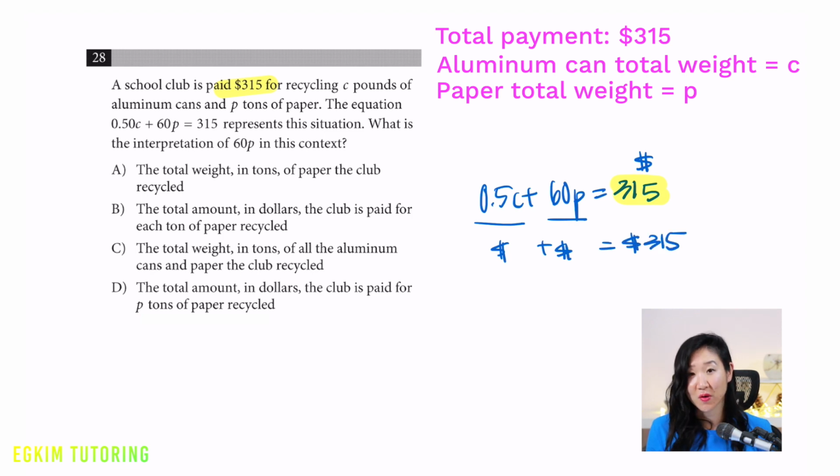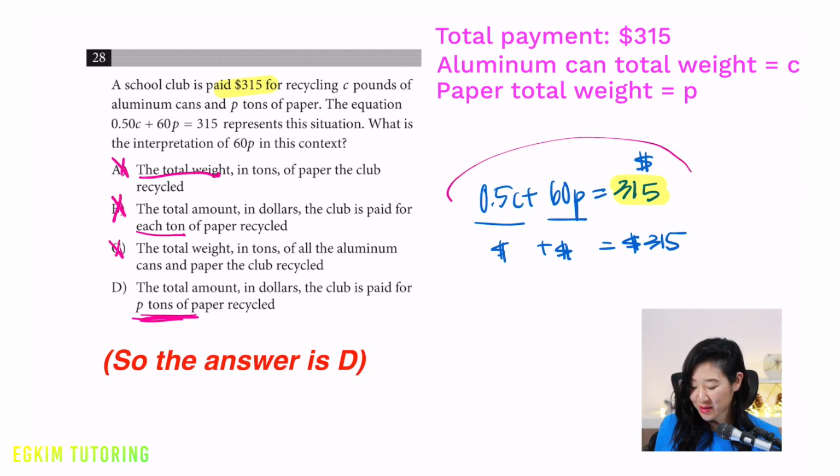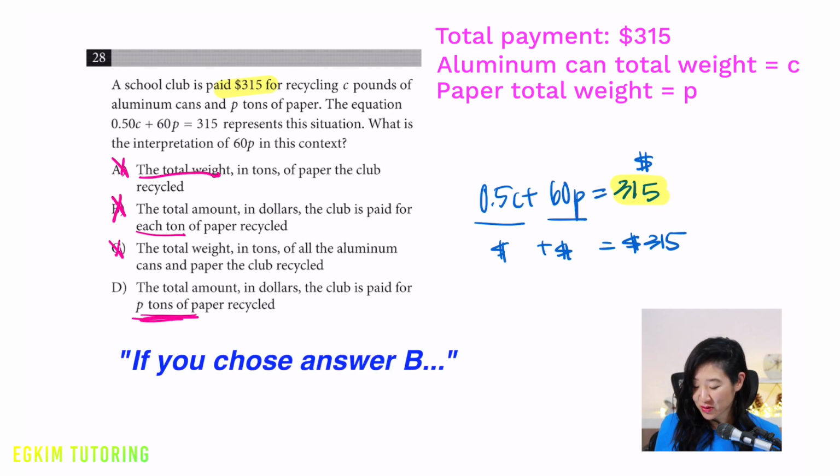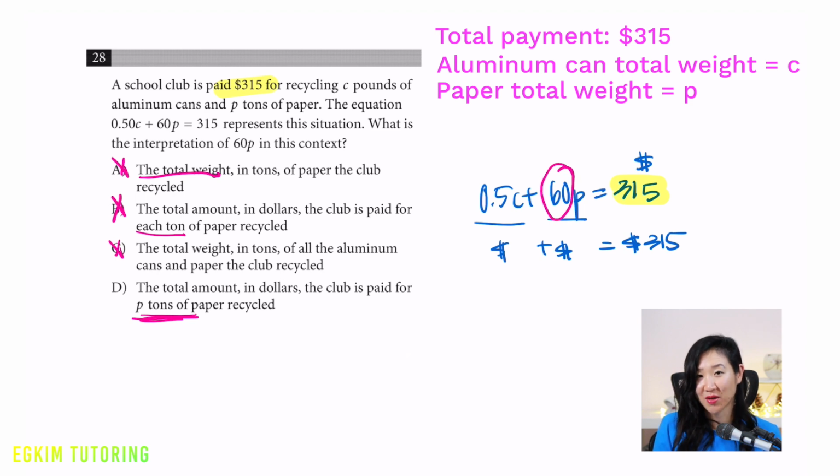So based off of that, let's go ahead and eliminate answers A and C because they both say the total weight, which doesn't make any sense because we're dealing with money. Let's go ahead and read answer B. So answer B says the total amount in dollars the club is paid for each ton of paper. So this also doesn't make any sense because remember, P stands for the total weight of the paper. So again, let's go ahead and eliminate answer B. And then answer D says the total amount in dollars the club is paid for P tons of paper recycled. This makes more sense because P already stands for the total weight. This equation right here talks about the overall amount that was being paid to the school. If you chose answer B, that actually only focuses on the $60 because the $60 is about how much was being paid per ton.